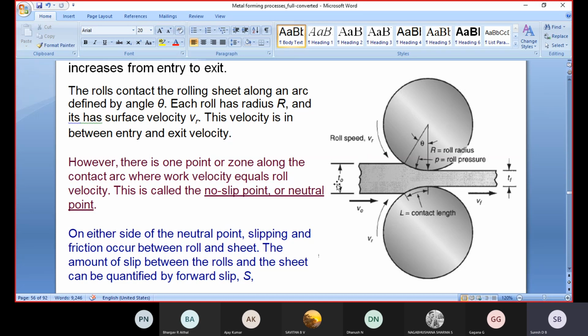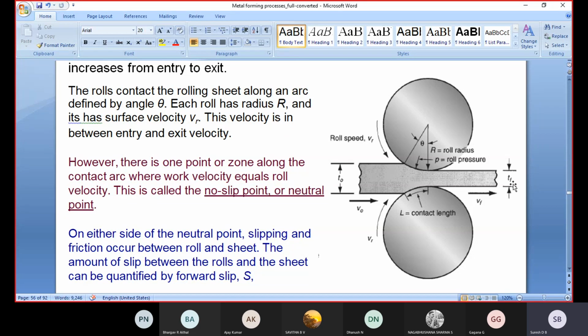T naught, T suffix naught, is nothing but the original thickness of the sheet. TF is nothing but the final thickness of the sheet. After rolling, they finally get the desired shape and size. That particular thickness is called TF, the final thickness of the component.